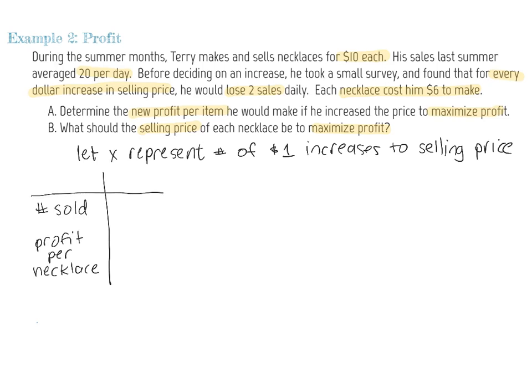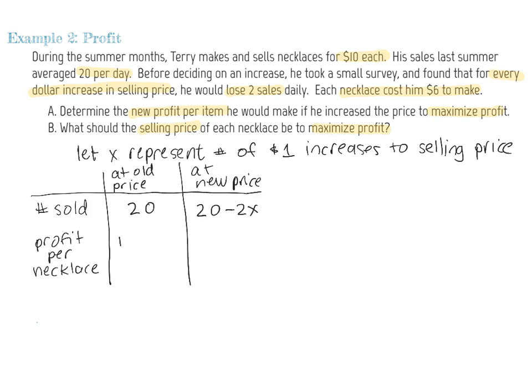Okay, we look at each of these variables at the old price, or the current price, and then we look at them as what happens if we change the price. So that would be at the new price. So at the old price, we sold every day 20 necklaces. At the new price, we've decided we're going to sell a few less, 20 minus 2x, because for each increase in the price, we sell 2 less necklaces. Our profit per necklace is our selling price, which was $10, minus the cost of the necklace for us, which is $6, so our profit is $4.